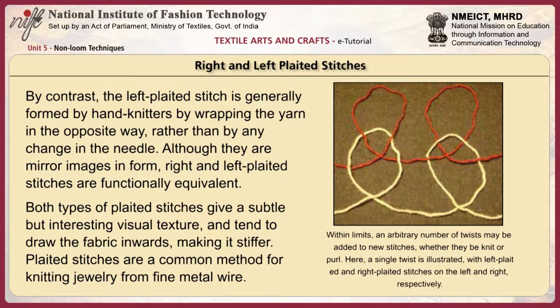By contrast, the left plaited stitch is generally formed by hand knitters by wrapping the yarn in the opposite way, rather than by any change in the needle. Although they are mirror images in form, right and left plaited stitches are functionally equivalent. Both types of plaited stitches give a subtle but interesting visual texture and tend to draw the fabric inwards, making it stiffer. Plaited stitches are a common method for knitting jewelry from fine metal wire.